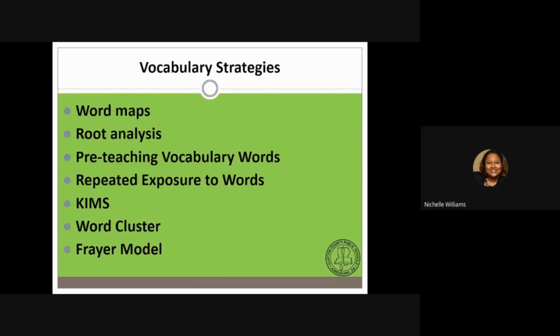So these are some examples of ways that you can teach vocabulary. You can use word maps. Pre-teaching always works. You, of course, want to have some type of word wall display so that students can have repeated exposure to words. And then you have Kim's charts, word clusters, Frayer models, and the list goes on. So as you go through your different curriculum documents, sometimes they will have strategies for you. And then, of course, you can always research and find different ways to teach and incorporate vocabulary into the lesson.